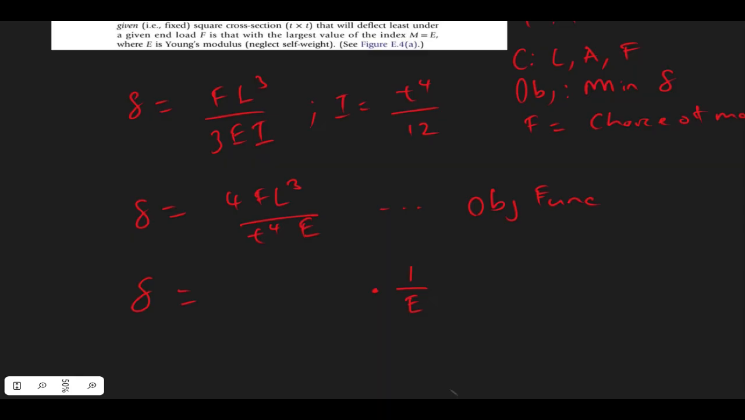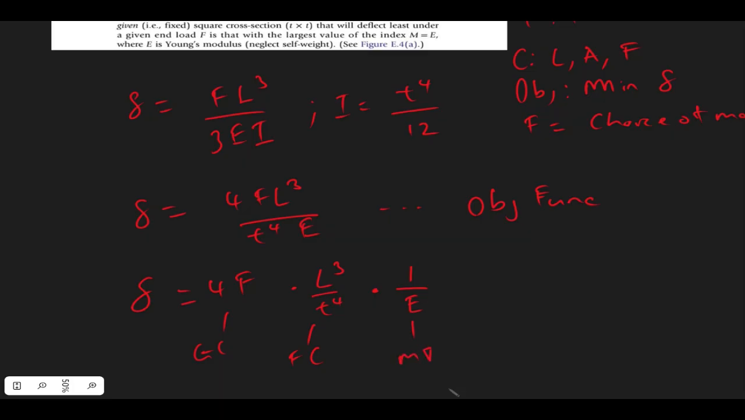the functional constraint and the geometric constraint. The constraint based on geometry is L^3, the length, because the length was fixed, and the thickness as well, because the area was fixed. So thickness raised to power 4 is a geometric constraint. Then all other constraints are functional constraints, which is 4 times F.